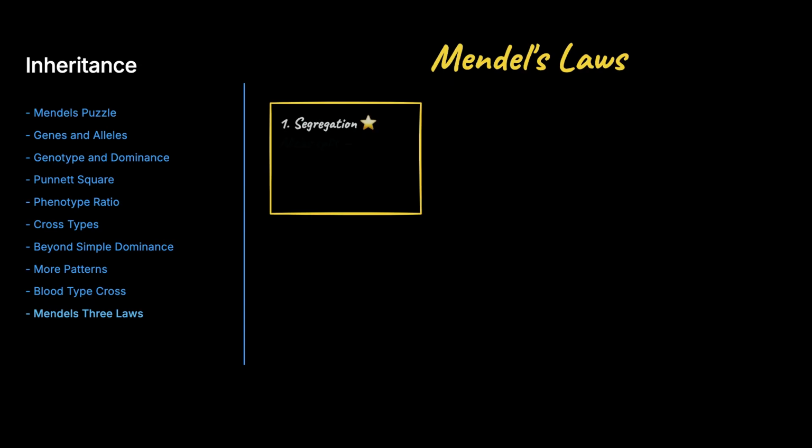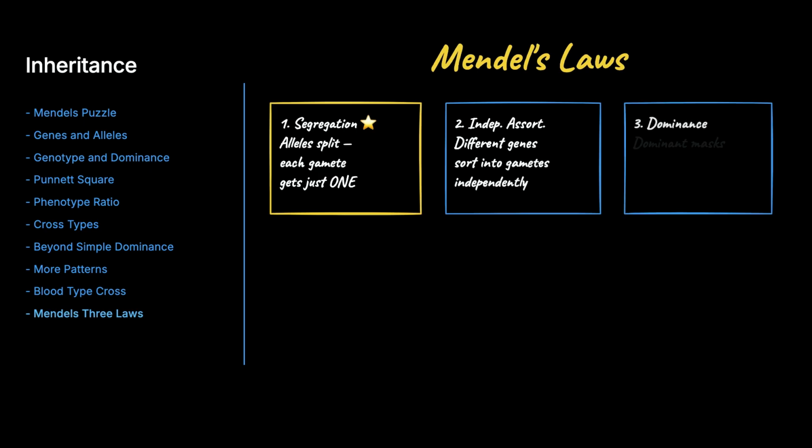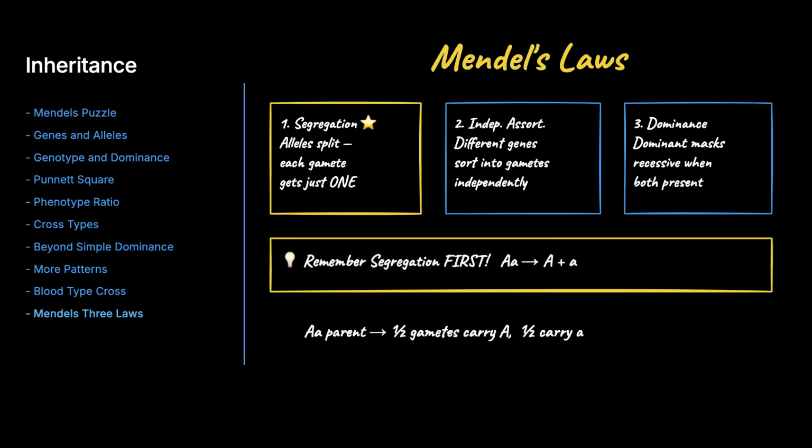Underneath all of this sit Mendel's 3 laws. Segregation says your 2 alleles separate, so each gamete carries just 1. Independent assortment says different genes sort into gametes independently. Dominant says the dominant allele masks the recessive when both appear. If you remember only one, make it segregation, since splitting alleles is what every Punnett square is built on.